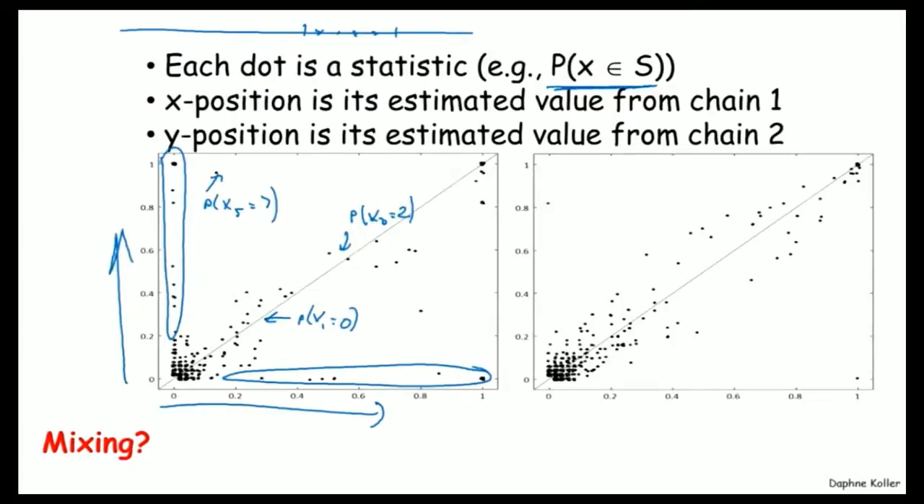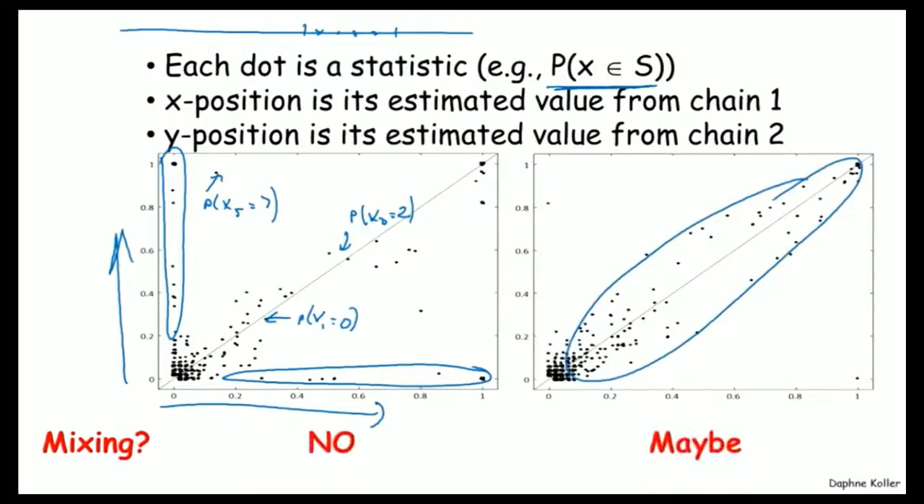Whereas here, most of the estimates are clustered around the diagonal, so that you're getting similar estimates from the two chains. And so again, the first one is a clear no, and the second one is maybe. If I do a lot of these statistics and they all come up with maybe, then I'm willing to trust the answers and assume that mixing has taken place.